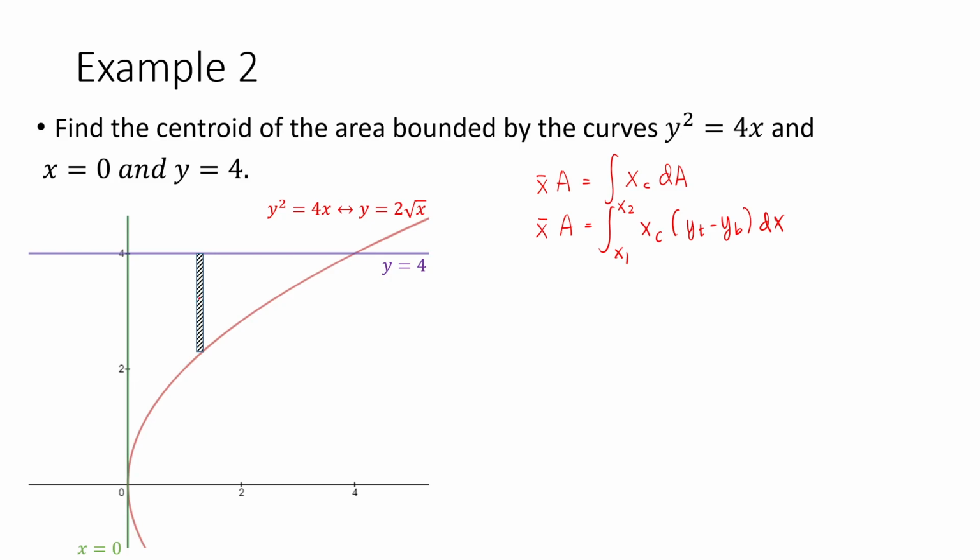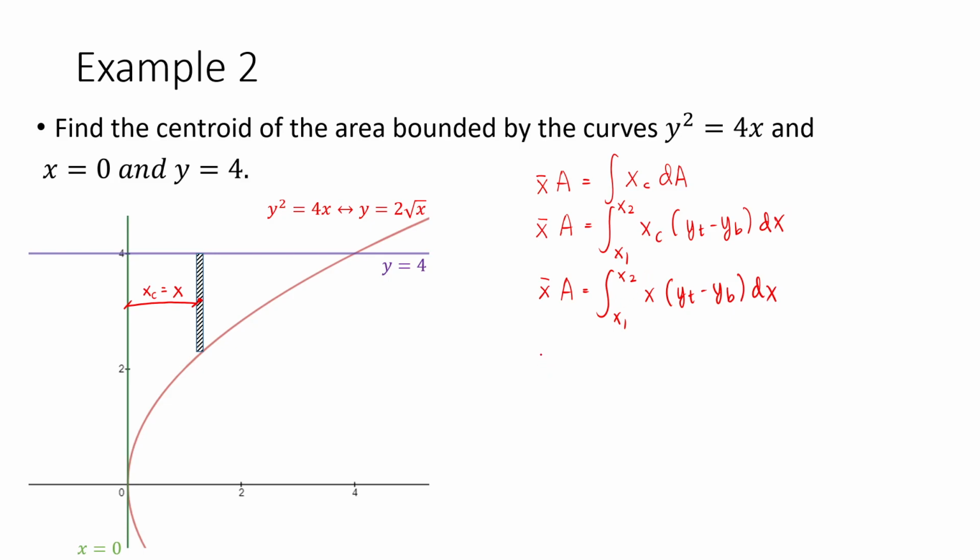So again, since this is our representative vertical strip, let's say this is the centroid. So going towards this distance is x distance. So your x sub c is equal to x, unknown distance. So the formula again will translate into, from x sub 1 to x sub 2, and then instead of x sub c, this will be x, and then y top minus y bottom dx.